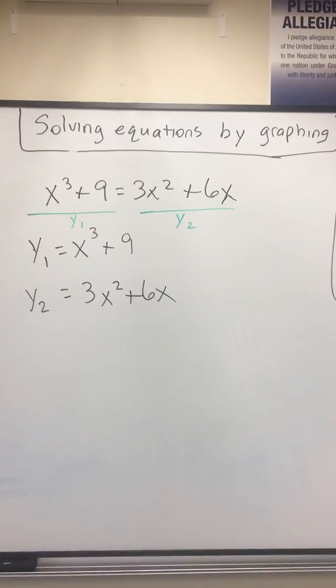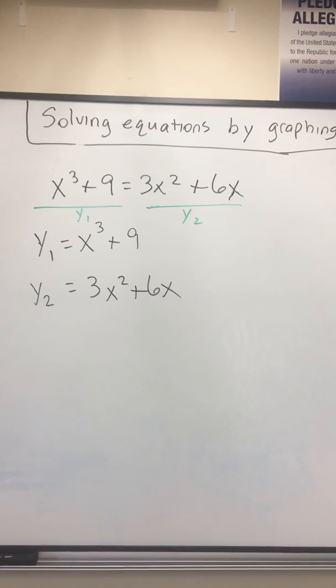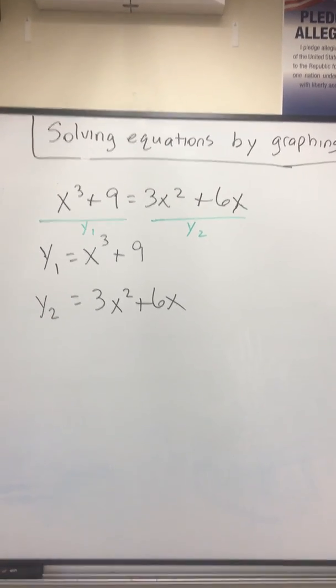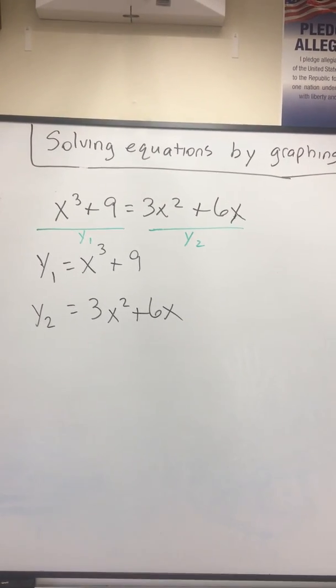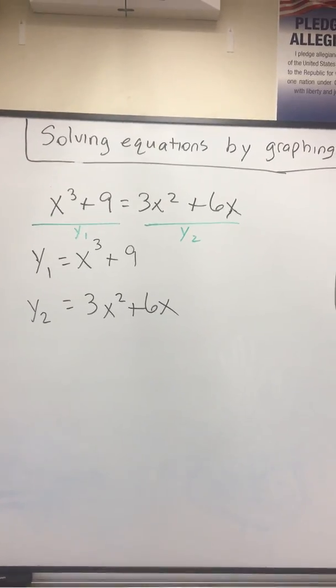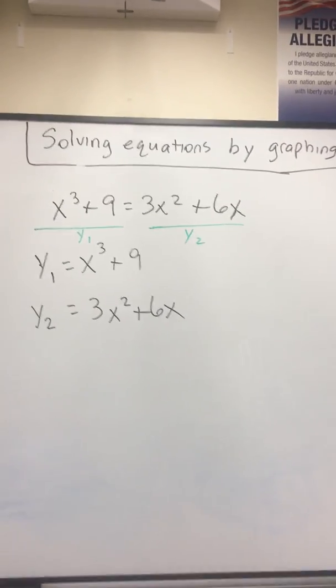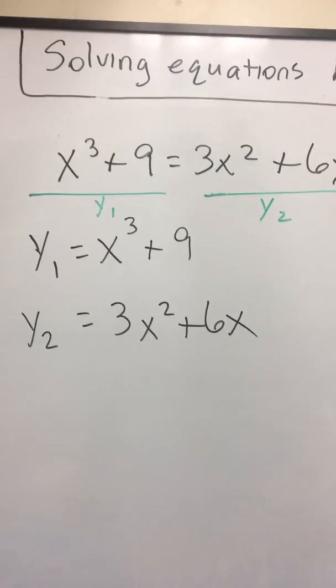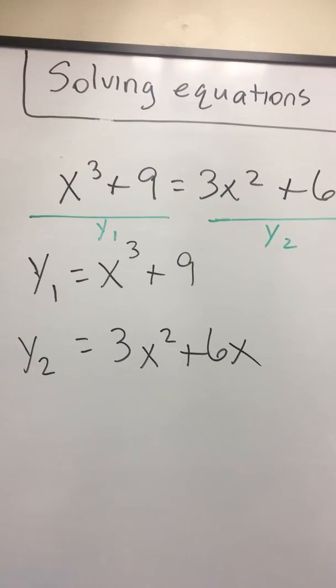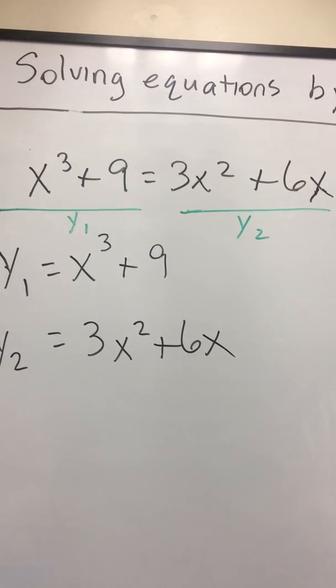Okay, this is video 2 of solving equations by graphing. We have one that is a lot more complicated than our first one. It's not linear, it's actually a cubic. And when you take a look at it, I'm going to step a little closer. I've got x cubed plus 9 equals 3x squared plus 6x.